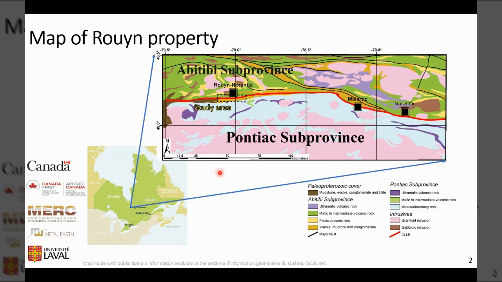My study area is Rouen property, which is located in south of Rouen, Noranda town in west of Quebec, and it is located in south of Abitibi sub-province. It's an orogenic gold deposit that spans 12 kilometers along the Cadillac-Larder Lake break.